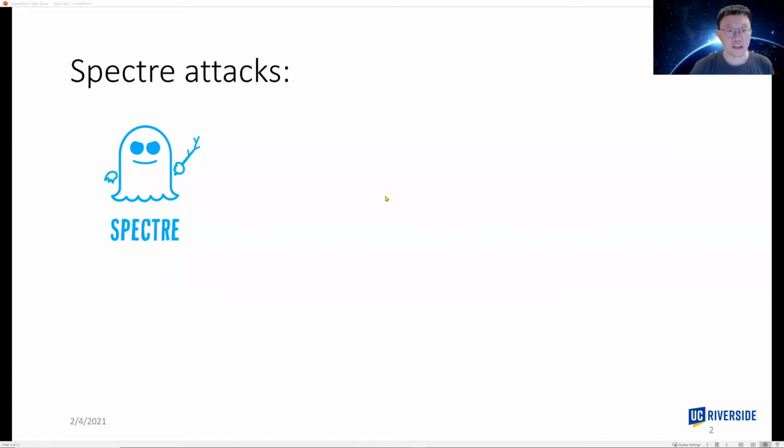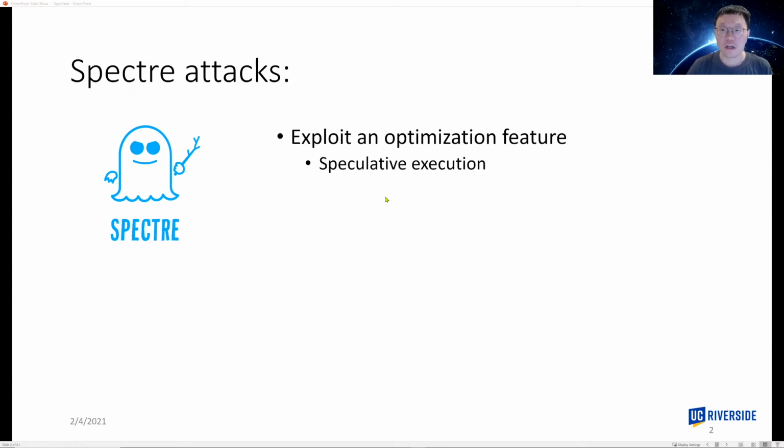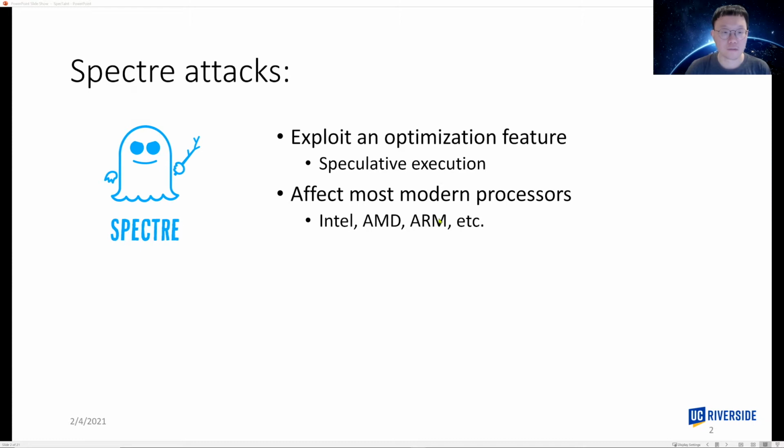Since 2018, the emergence of Spectre attack has drawn a lot of attention. This type of attacks exploit an optimization feature of modern processors, which is known as speculative execution. And this feature is deployed by most modern processors. Therefore, Spectre potentially affects a wide range of chips made by Intel, AMD, and ARM.